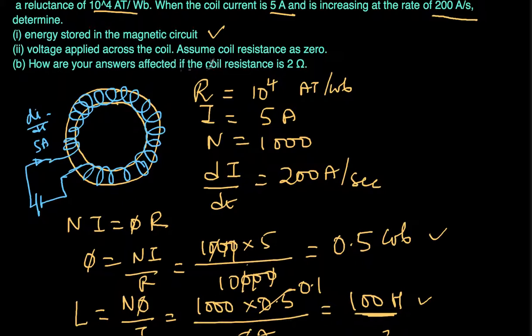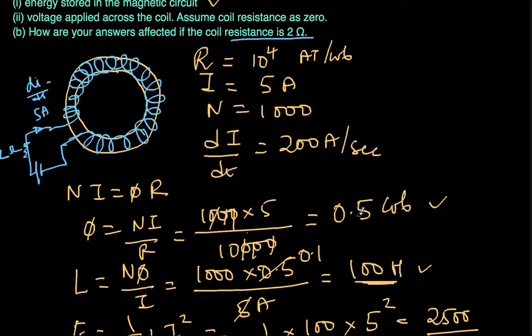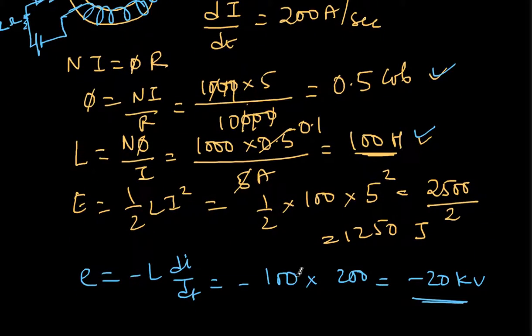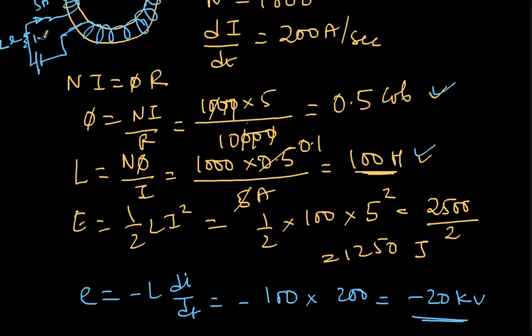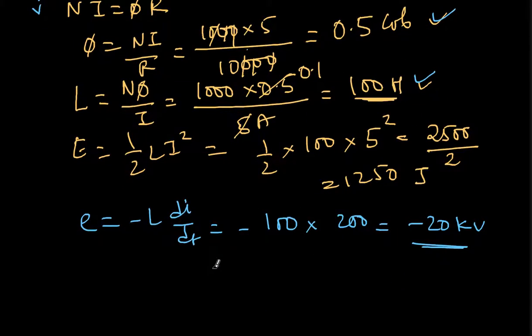How are your answers affected if the coil resistance is 2 ohms? If there is a 2 ohm resistance here, how will the answers be affected? As far as the coil is concerned, inductance is going to be the same. So this flux will be the same, inductance will be the same. Only at the time of calculating the induced EMF, I will also have to account for the voltage drop here. I think 10 volts will be the voltage drop. That much voltage drop I have to add to get my supply voltage. So the answer for the third part will be minus 20 kV plus 10.